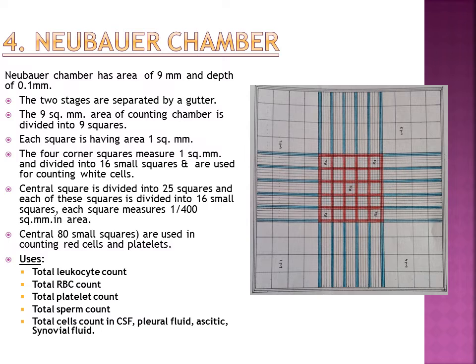The four corner squares measure 1 square millimeter and are divided into 16 small squares and are used for counting WBCs. The central square is divided into 25 squares, and each one is again divided into 16 small squares, so that the central square is used for the counting of the red cells and platelets. The uses of the Neubauer's chamber: to count WBC count, RBC count, platelet count, sperm count, and total cells in CSF, pleural fluid, ascitic fluid, synovial fluid, pericardial fluid.